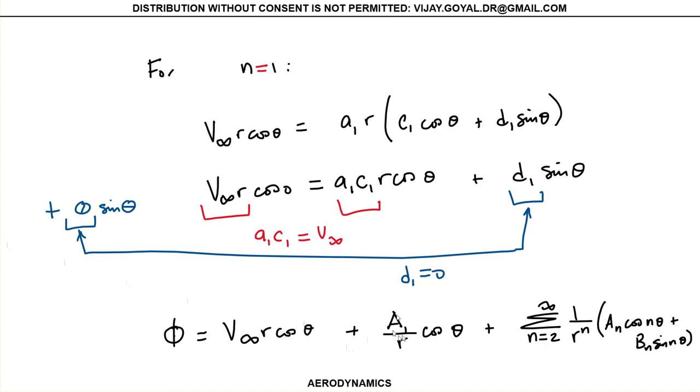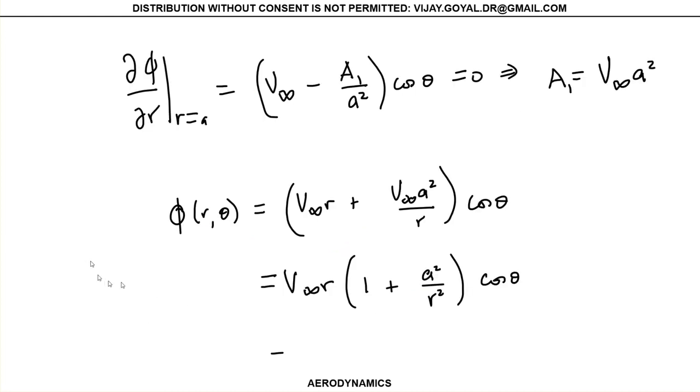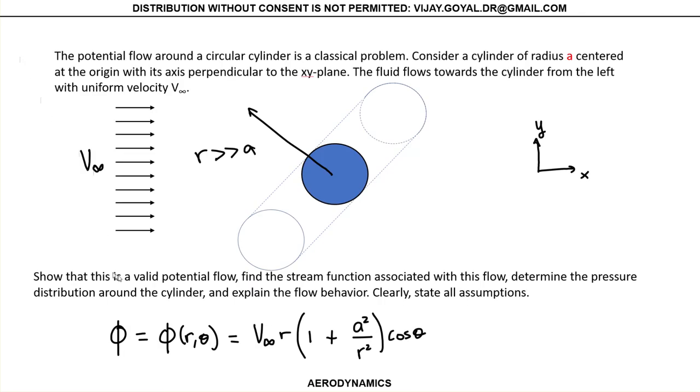This expression, replace a here, then you find that this is the expression that we started with. So this is the second way you can show this problem. You can show that this is the functions that you're looking for. Okay. Now your problem is also asking to say what are the stream functions.